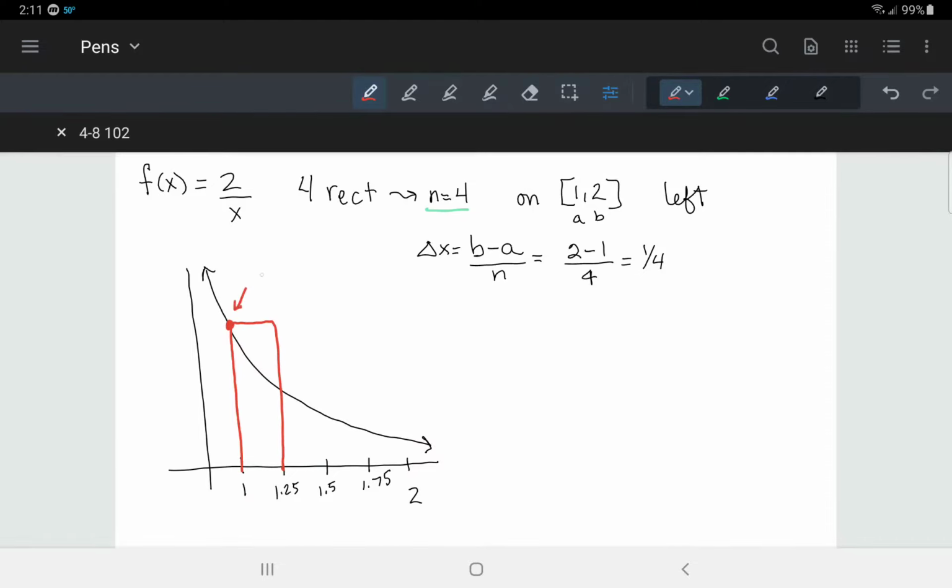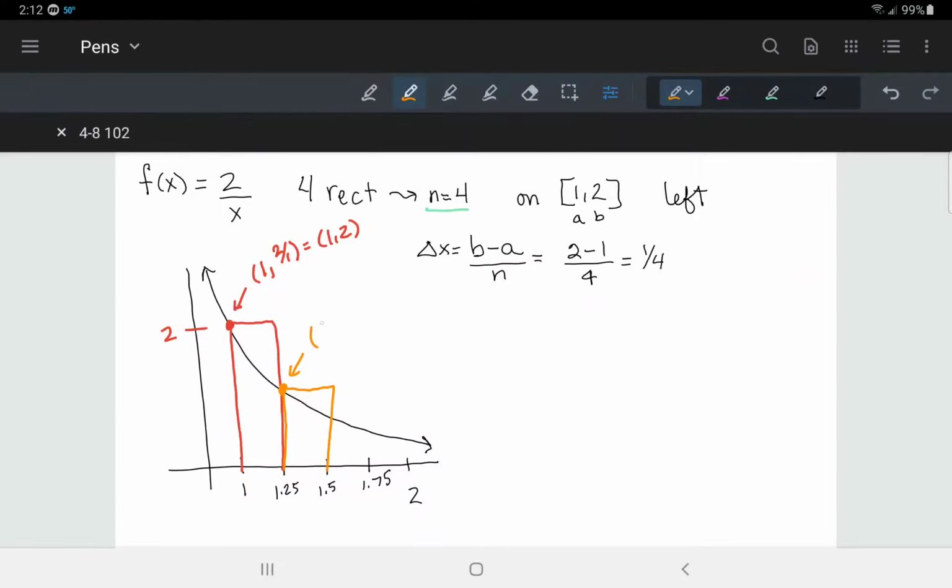So we need to know this point. This point is 1, the function evaluated at 1, which is 2 over 1, which is just 1 comma 2. So that's the height for the red. Then we can do the next endpoint. We come up, reach the function value, come over, and then down.